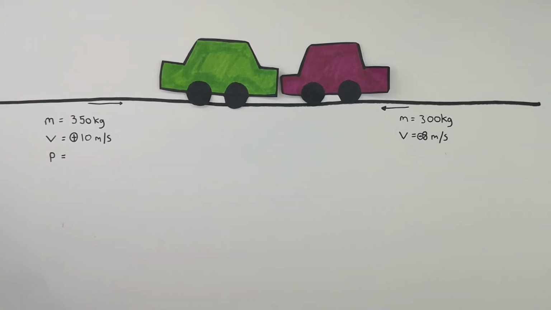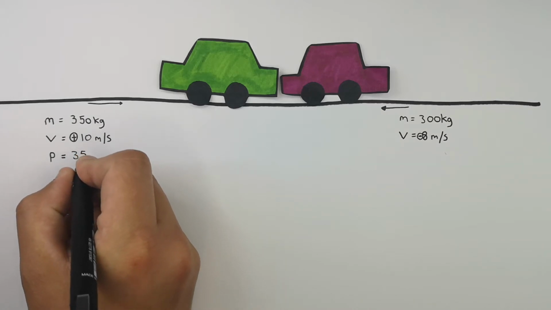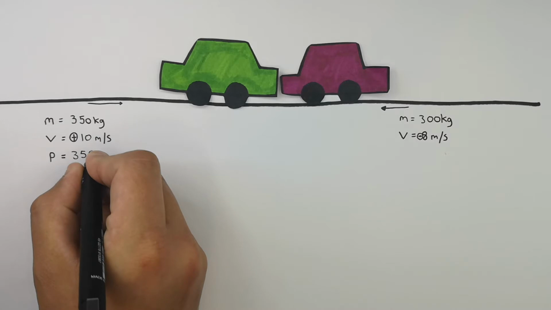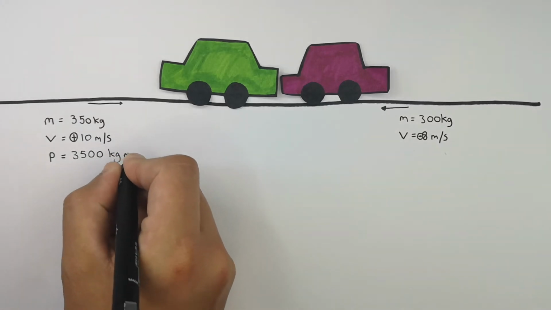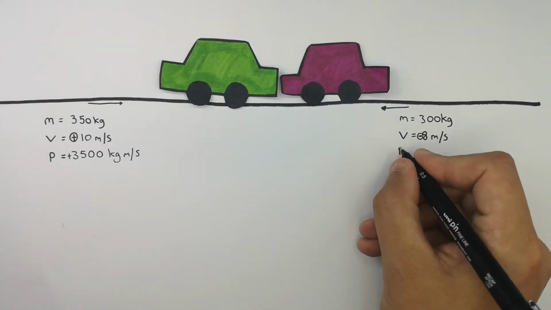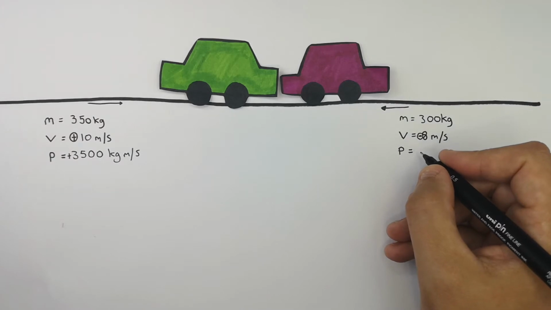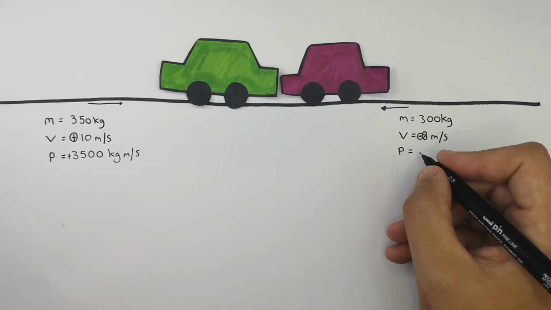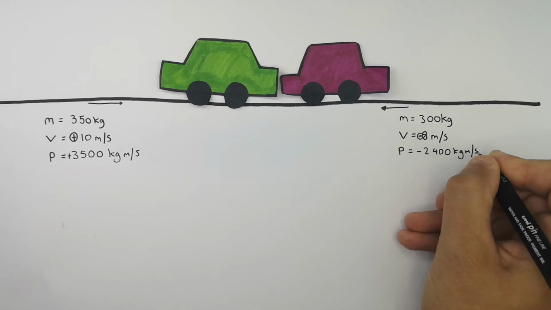So the momentum of the green car is 350 kilograms, because it's its mass, times the car's velocity of plus 10 meters per second. That gives the green car a momentum P of plus 3,500 kilogram meters per second. So to calculate the momentum of the purple car, it's going to be 300 kilograms, m, times v, minus 8 meters per second, which gives the purple car a momentum p of minus 2,400 kilogram meters per second.